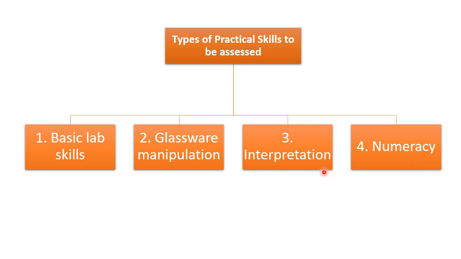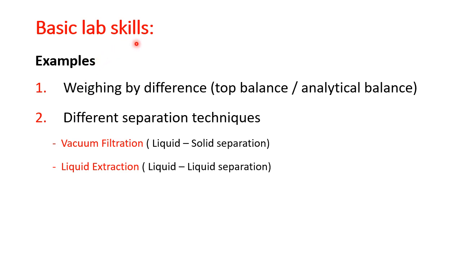Let's start with the basic lab skills part. In your basic lab skills part, you have 2 major things that you need to make sure that you can do efficiently. First, weighing by difference, and second is the different separation techniques. Either you have a liquid with an insoluble solid inside, or 2 liquids that are immiscible together. How to separate both of them from each other. Let's start first with the weighing by difference.